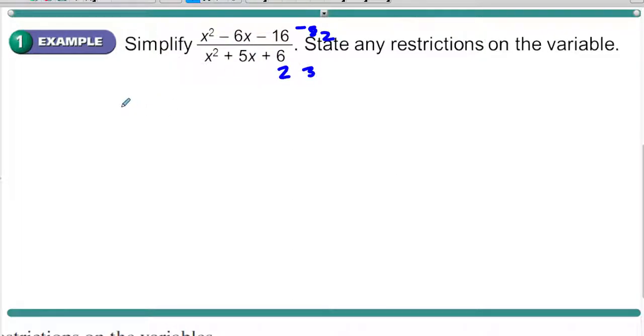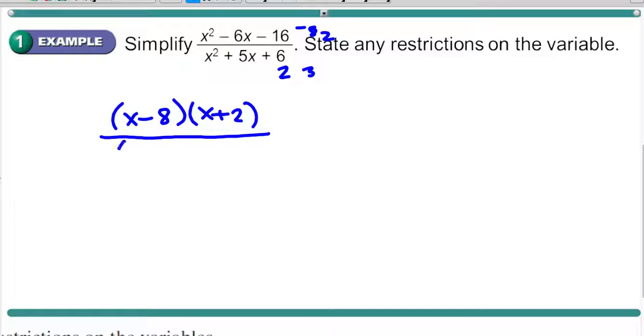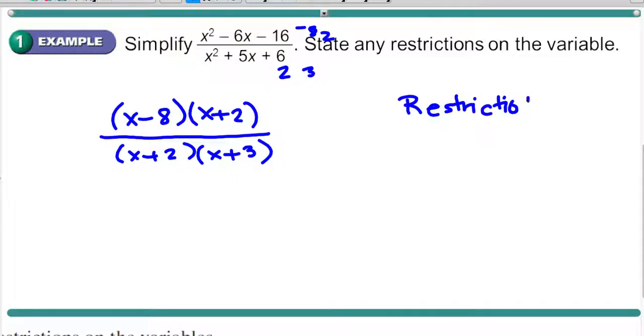So in the numerator, we have x minus 8 times x plus 2. And in the denominator, we're going to have x plus 2 and x plus 3. Now we want to state the restrictions because it's there, and you have to take into consideration even any factor that might cancel out, because it still would cause your original function to be undefined at that particular value for x. So you're going to do x plus 2 equals 0 and x plus 3 equals 0.